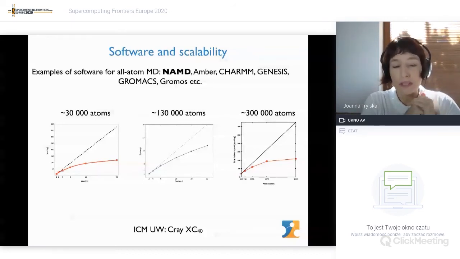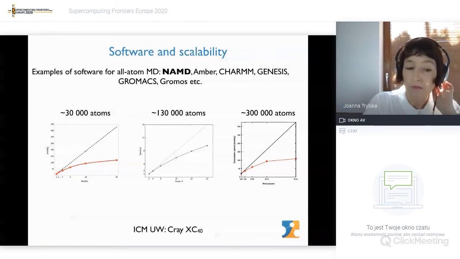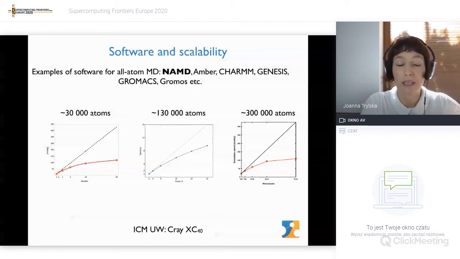There are also specially dedicated machines for MD, like the Anton machine of the Shaw company. And I saw tomorrow there will be a talk from Professor Taiji from RIKEN. He will also speak about such dedicated machines that he has developed.